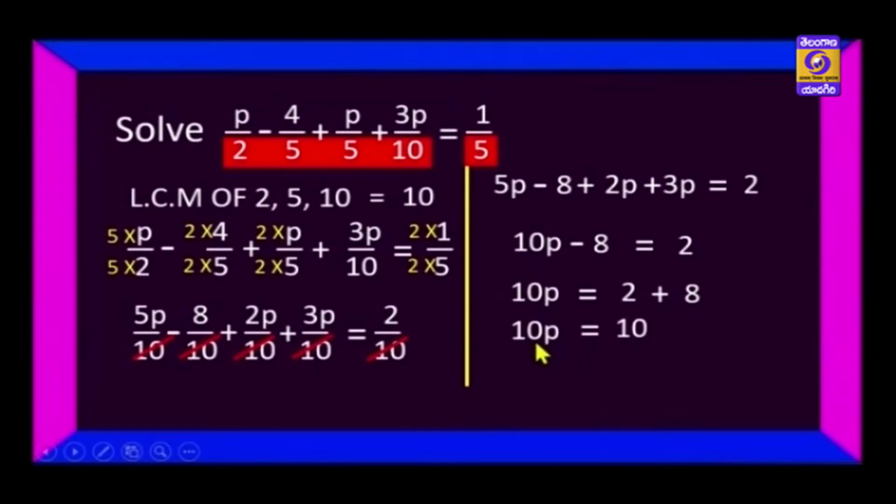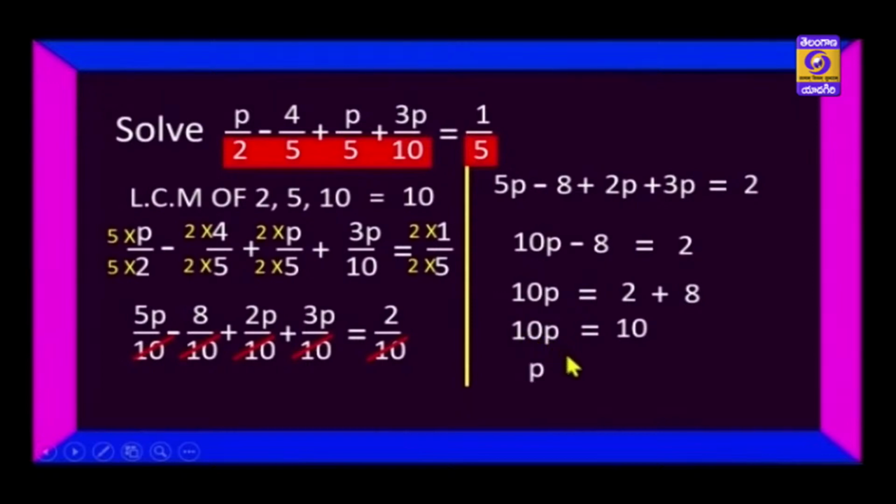And again, is there any known part on the left side? Yes, 10 is the known part, p is the unknown part. So 10 should be sent to the right side again. And what is the operation, that is this 10 is being with p? It is multiplication operation. 10p means 10 into p.